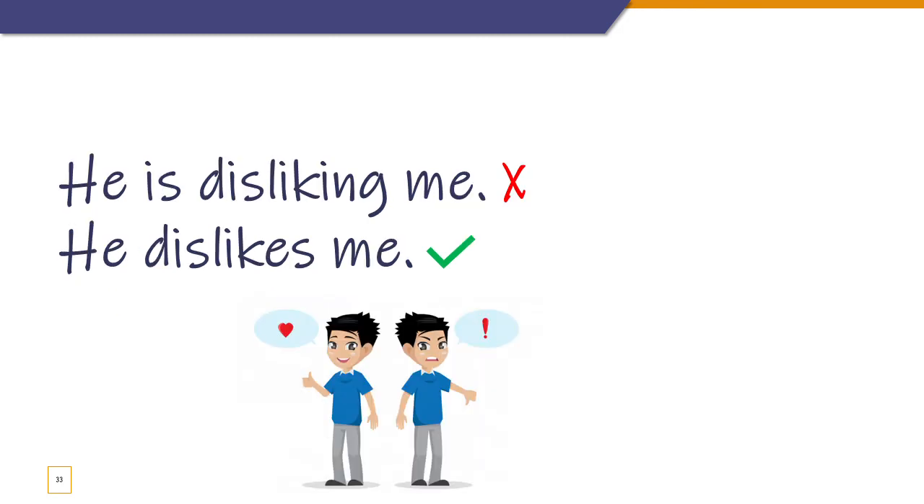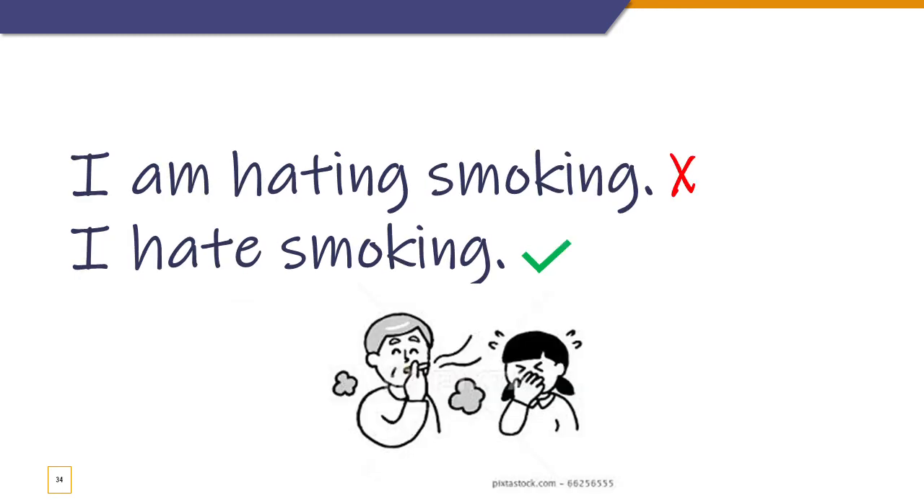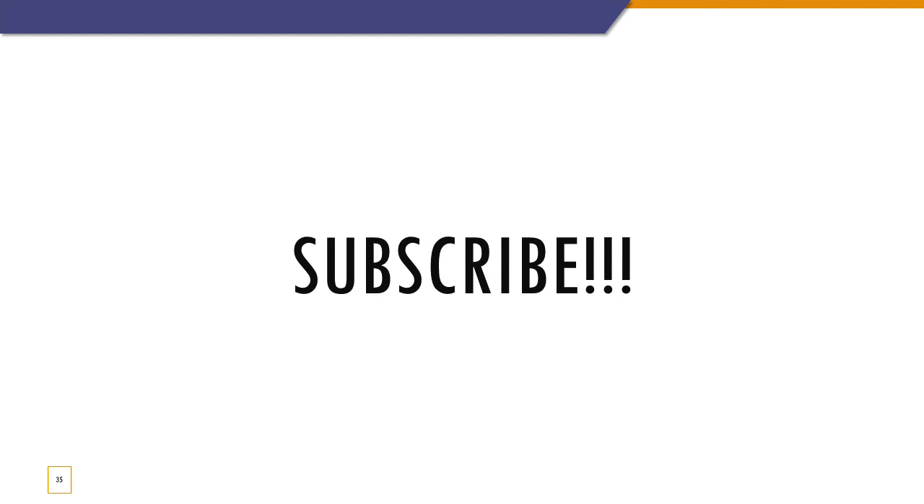Okay, dislike, "he is disliking me" is wrong. What should you say in simple present? "He dislikes me." Okay, and "I'm hating smoking," "I hate smoking." Which one is correct? You say "I hate smoking." You can't say "I'm hating smoking." Okay, so you're generally talking about your likes and preferences here. So those are some of the simple examples with stative verbs.